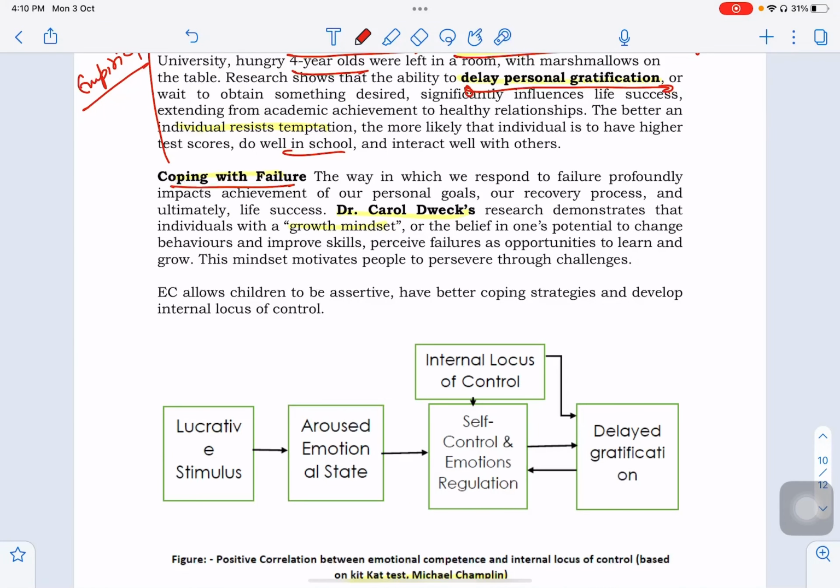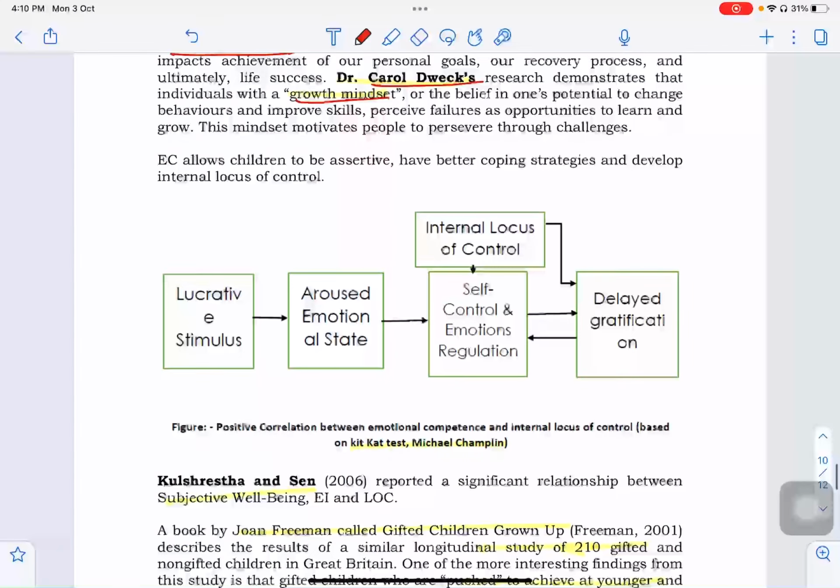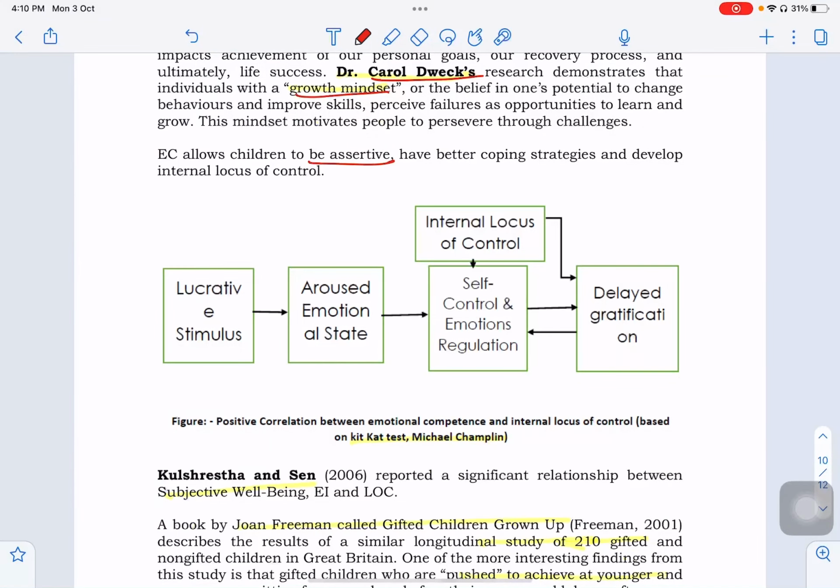Another aspect is coping with failure. So there was Carol Dweck's research on the growth mindset. It also proves why emotional competency is necessary. It makes children assertive, gives them better coping strategies, and helps to develop an internal locus of control.